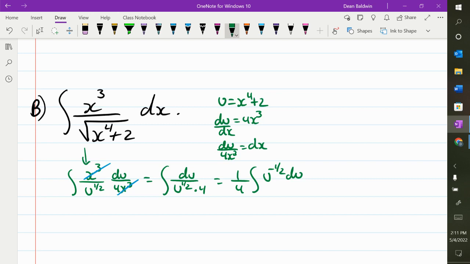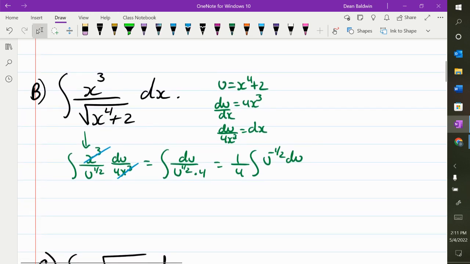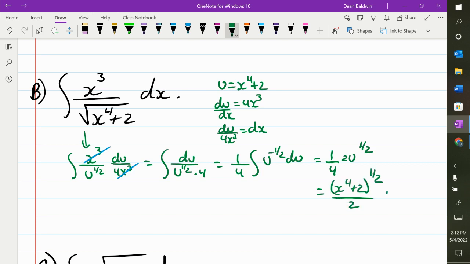Did people get to there? 1/4 u to the negative 1/2. Is that a yes? Yeah. And then we do the antiderivative from that, right? We add 1 and divide by the new exponent. So I'm going to get 1/4 u to the power of 1/2. Dividing by 1/2 means you're multiplying by 2. Put in u, which was x to the 4. Those will cancel. Over 2, tack on your plus c, and you're done.